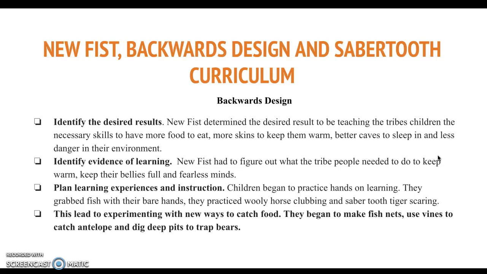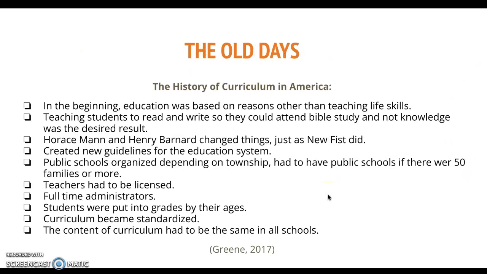And that is by practicing hands-on learning. So the children began with grabbing fish with their bare hands. They were clubbing woolly horses for food, and they were scaring tigers with fire to keep themselves safe. What this eventually leads to is the children experimenting with new ways to catch food. So they began to make fish nets, use vines to catch antelope, and dig deep pits to trap the bears.